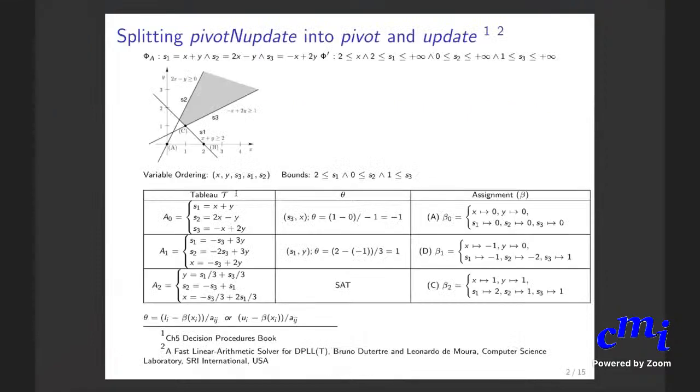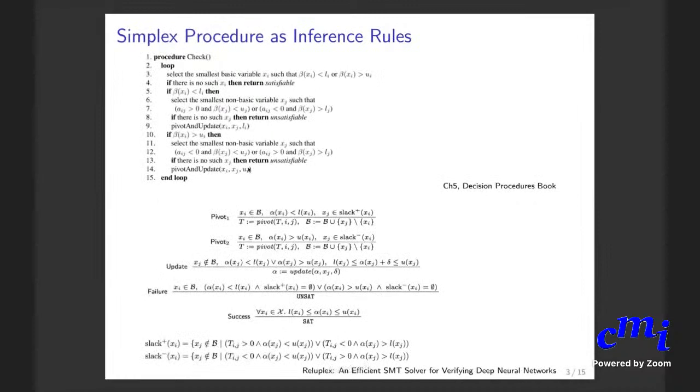This picture is familiar to you. We already discussed this example to illustrate the simplex procedure, and how it zeroes in on a satisfying solution using the pivot and update operation. The algorithm that I showed was exactly what is listed here.